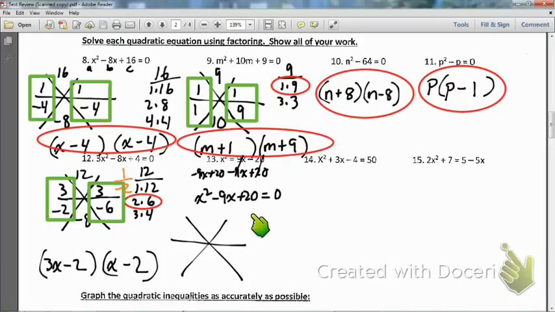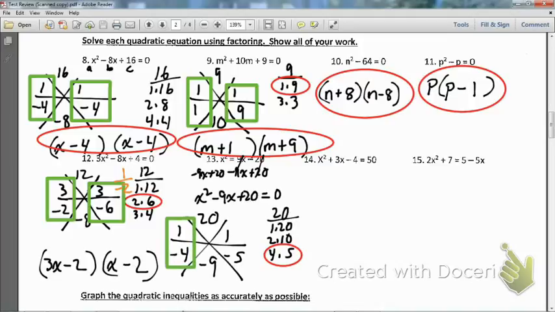A times C, which is 1 times 20, gives me 20. A goes on each side, which is actually 1 this time. And B, which is -9. Find factors of 20 that add to get me 9. So 1 times 20, 2 times 10, 3 doesn't work, 4 times 5. And I'm looking for a pair of those that I can use to get 9. It's going to be 4 and 5 on this one. It's got to be -4 and -5.